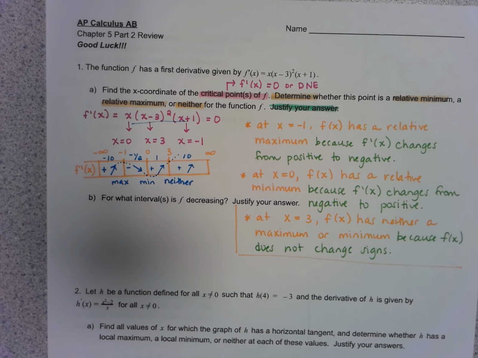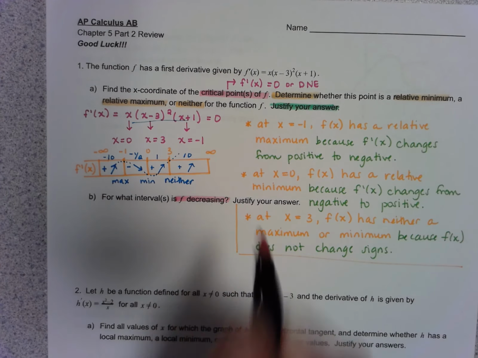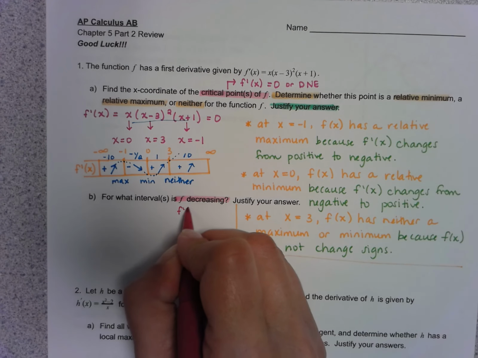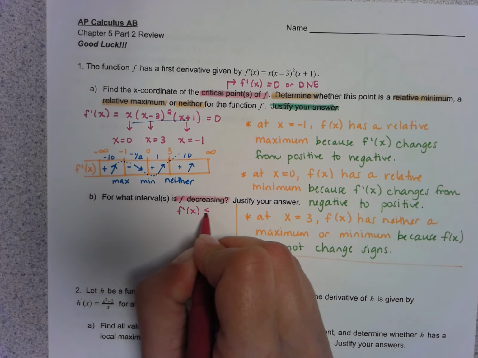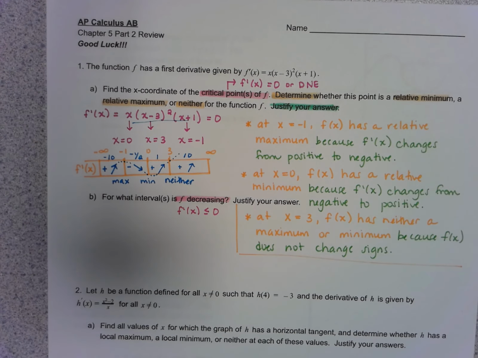Okay. Now for part B of this question, it says, for what intervals is f decreasing? So let's start by reviewing what it means to be decreasing. Decreasing means your first derivative is less than or equal to 0. In other words, the original function was going downhill. Now, the good news is, based on the work that we already did in part A, we can answer this question using the chart that we already made.